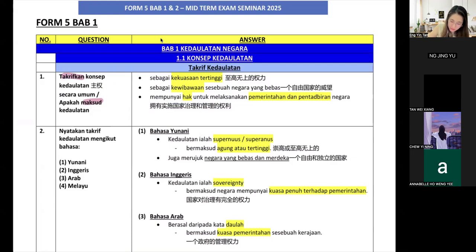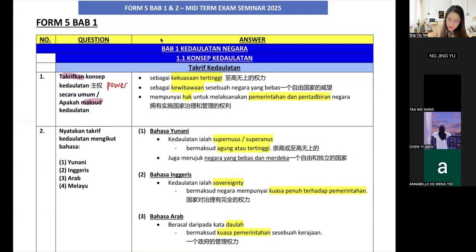So I write everything in Mandarin for you already, right? So, kedaulatan means power. Supreme power, the greatest power, the highest power, okay? So you see kuasa tertinggi, kewibawaan is also referring to power, capability, and the rights of ruling a government, of managing a government. So basically, this is what we refer to as kedaulatan.